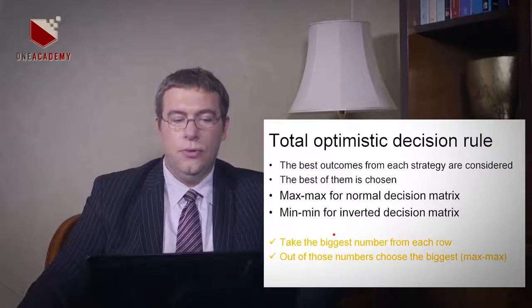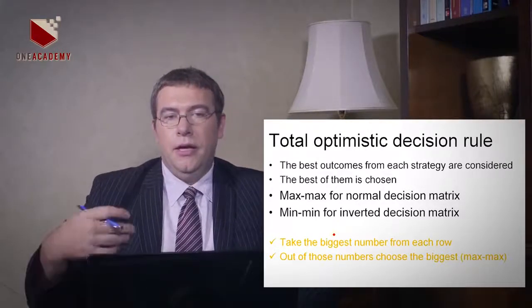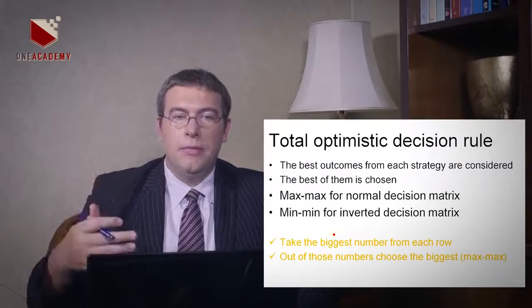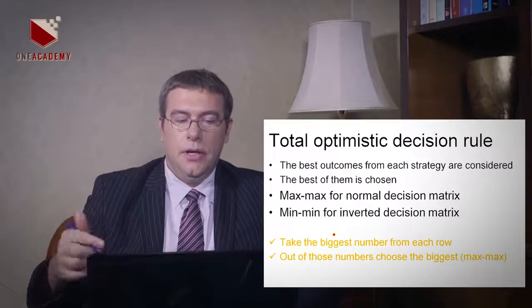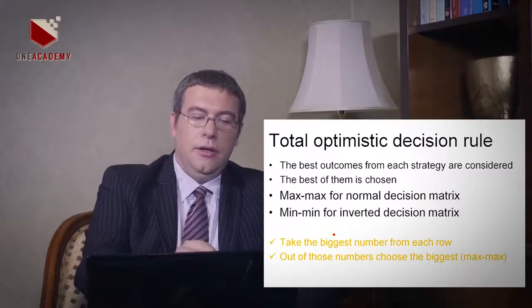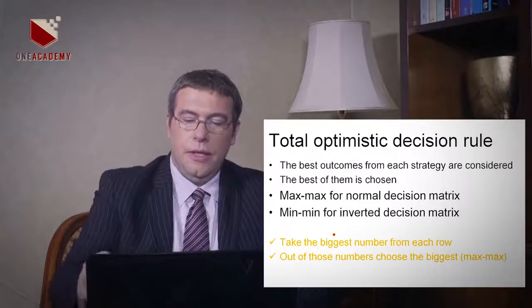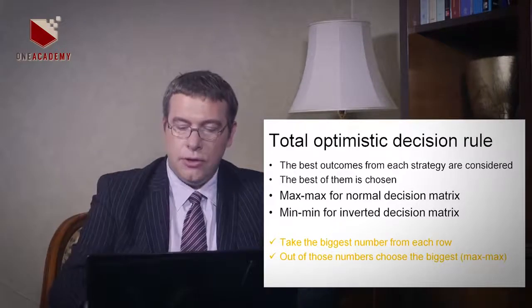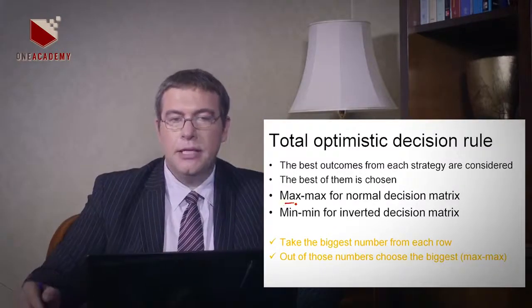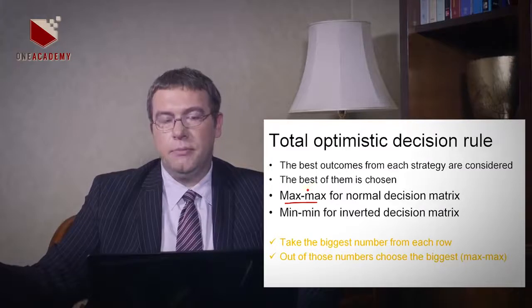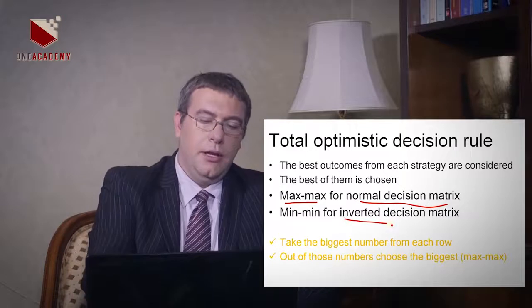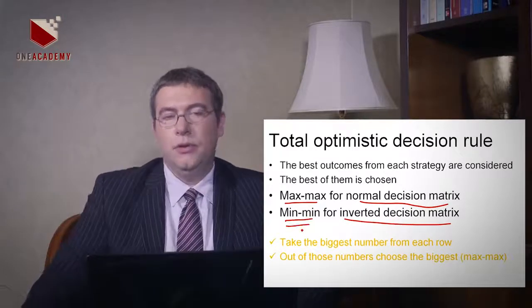Now, if we're speaking about a bit more optimistic decision rule, the next one is the totally optimistic decision rule. It underlies the idea that whatever we do, always the best possible outcome would happen. And basically, this means that we are going to choose the best of the best, or the so-called max, maximum out of the maxima. This is, of course, because we're dealing with a normal decision matrix. If we were dealing with an inverted decision matrix, it would have been minimum out of the minimum.